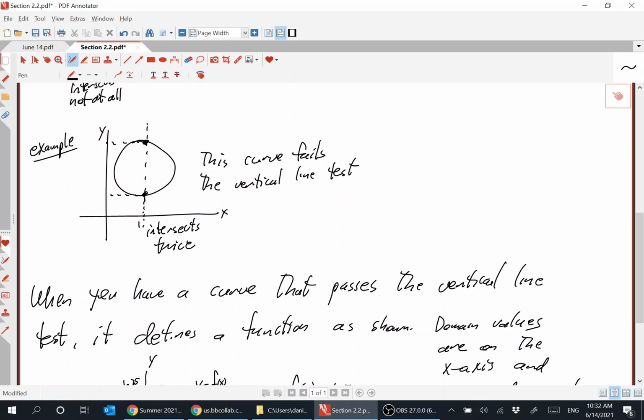Well, I mean, it doesn't make sense. There's no reason to pick one over the other. Okay, and if there was a reason to pick one over the other, then you wouldn't have two intersection points. You'd only have one. Really.